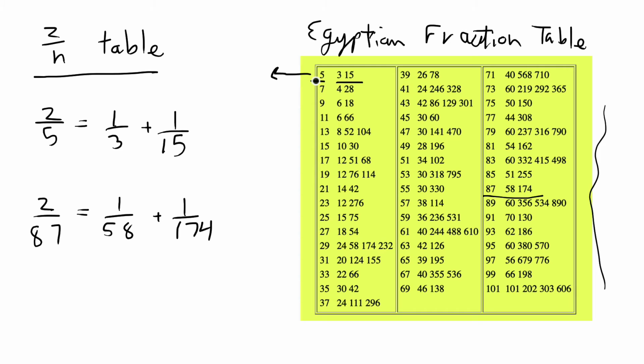Interestingly about Egyptian fractions is that we still don't know how exactly the Egyptians knew these solutions. So how did they know that 2 over 5 is equal to 1 over 3 plus 1 over 15? Technically, we know that they do know it because we have the solutions that they wrote down, but they never wrote down the method or the algorithm that they used to get these results.